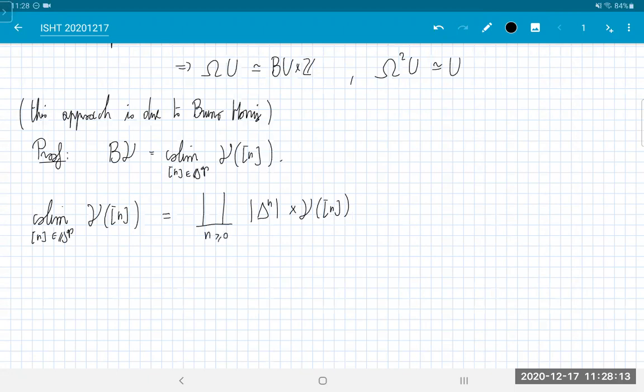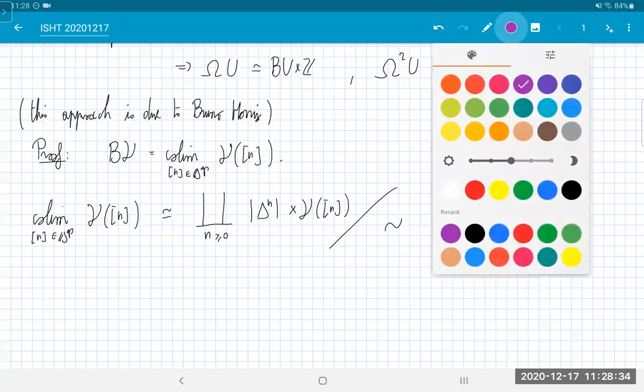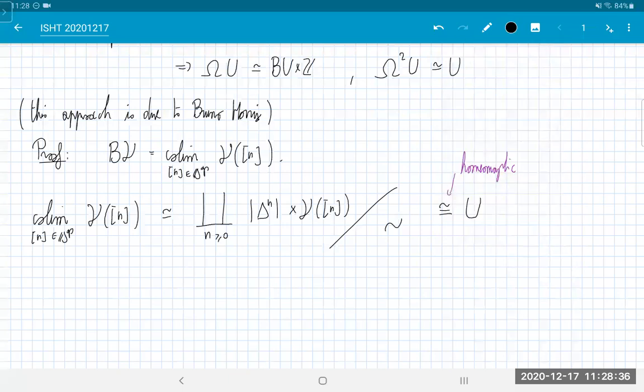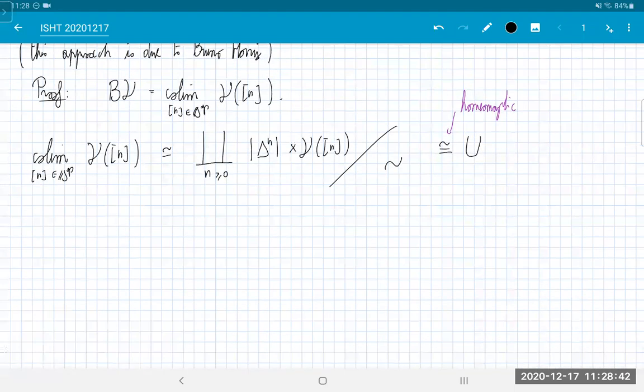Greater or equal than zero modulo a certain equivalence relation. That's the same for the ordinary geometric realization. So I'm going to prove that this particular model here is homeomorphic to you. And that will conclude the thesis. So let's get a map from the left-hand side to the right-hand side.